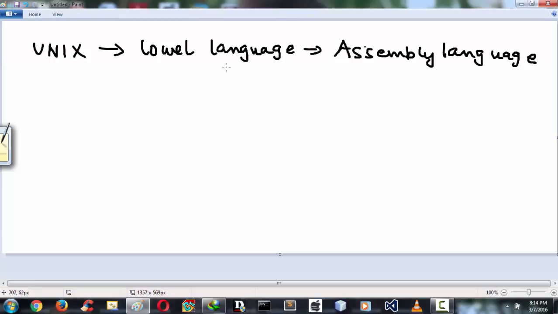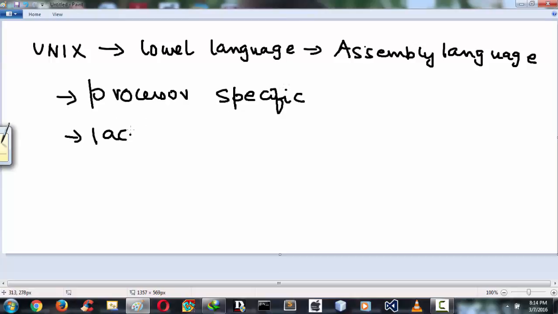There is no doubt that assembly languages are highly powerful, and in terms of speed of execution they are also good when compared to some high level languages. But the only problem is they are processor specific and lack portability. So another important term here.